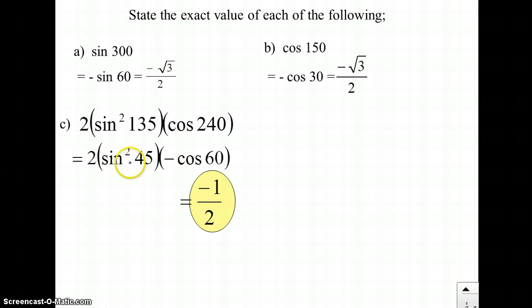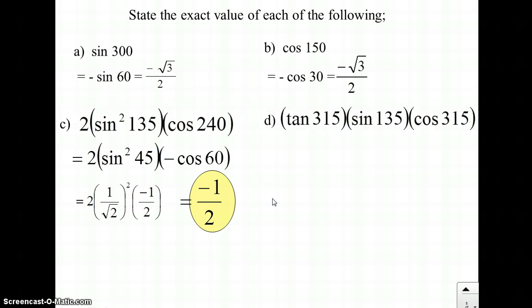All multiplied by 2. So now what's the ratio for the sine of 45? That's 1 over root 2. So I go 2 times 1 over root 2 squared, and the cosine of 60 is 1/2. So that's going to be negative 1/2. So 2 times 1 over root 2 squared times negative 1/2. Well, 1 over root 2 times 1 over root 2 is just 1 over 2. So 1/2 times 2 is just 1, and 1 times negative 1/2 is negative 1/2. Excellent.